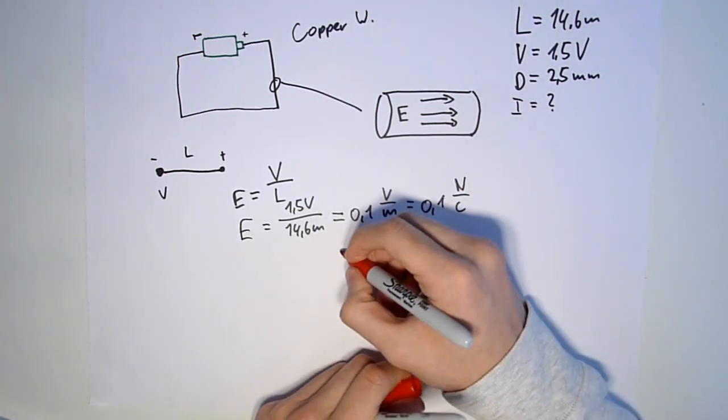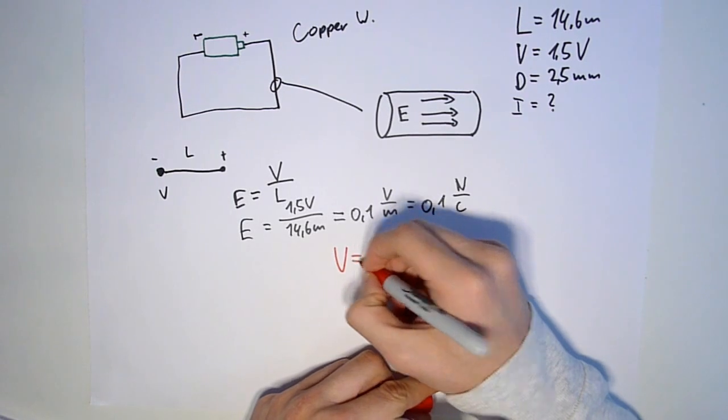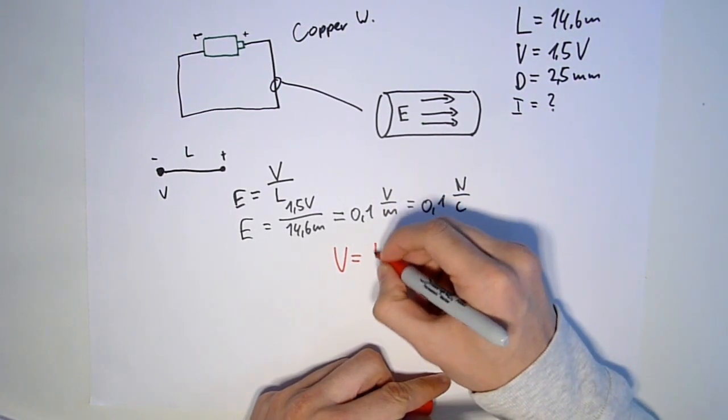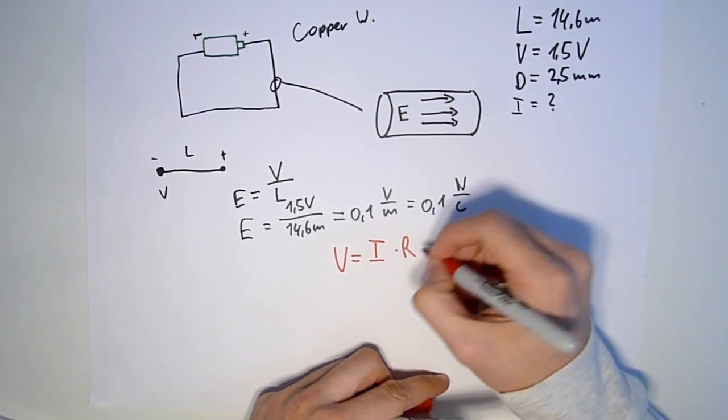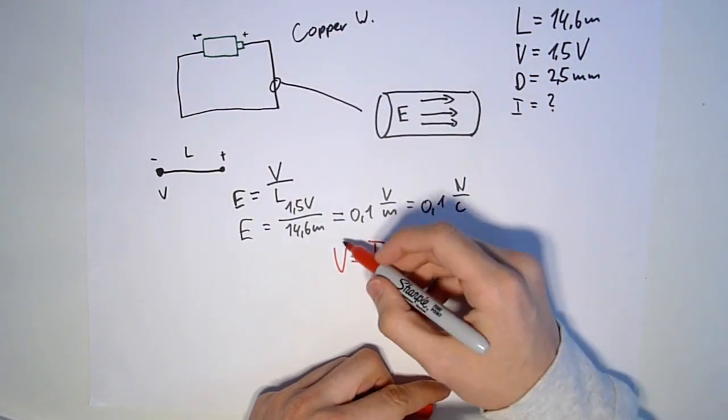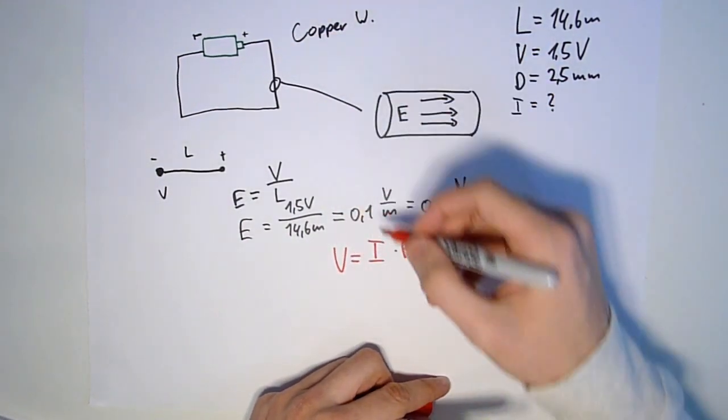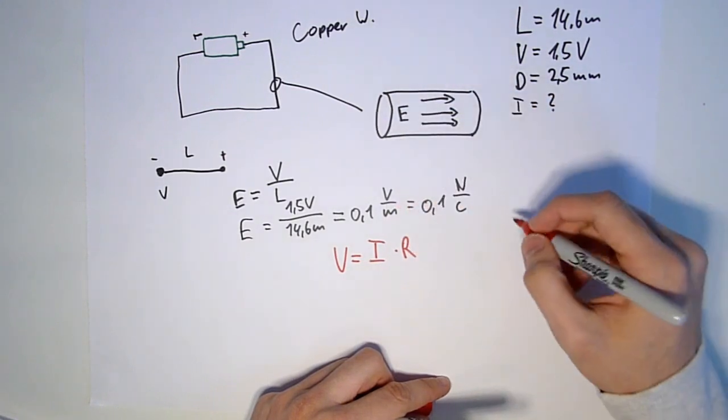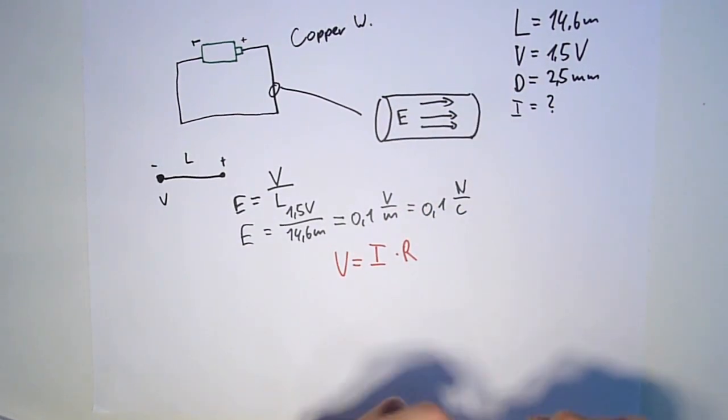To find out what the current in this wire, in this circuit, is, we can use Ohm's law. Ohm's law states that the difference in electric potential is equal to the current times the resistance. Well, we know the difference in electric potential. What's the resistance going to be?